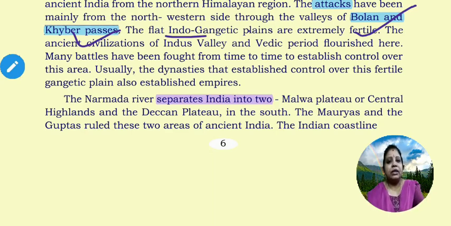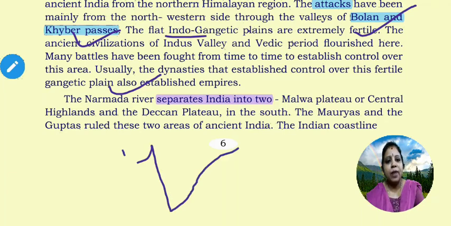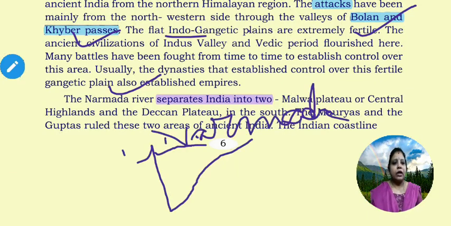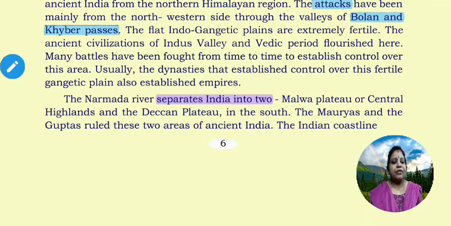Next, the important rivers flowing in India, that is the important Narmada river. As you see on the map of India like this, Narmada is located here. The Narmada river separates India into two divisions. One is called the Malwa Plateau or Central Highlands. The second one is the Deccan Plateau in the south.